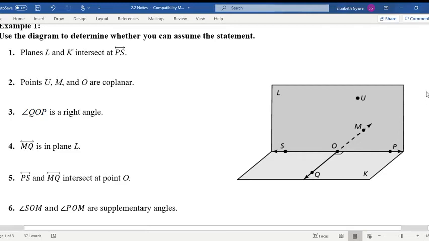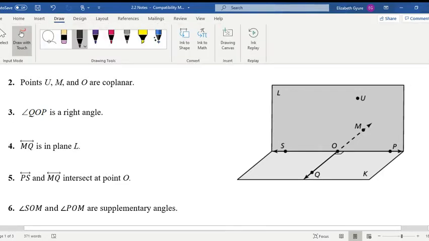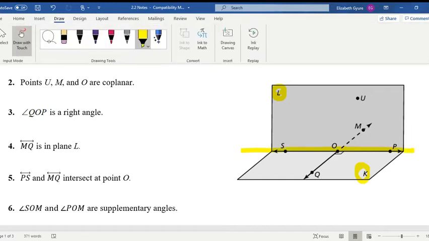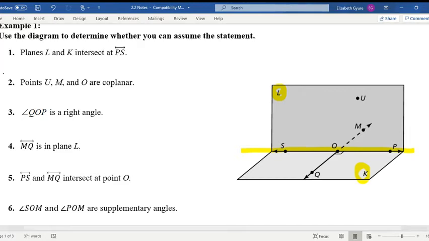So in number 1, it says planes L and K intersect at line PS. So if you look, we have plane L, we have plane K, and where those 2 planes meet, we have line PS. So this would be yes or true. We have 2 planes, they're intersecting, therefore they will intersect at a line.